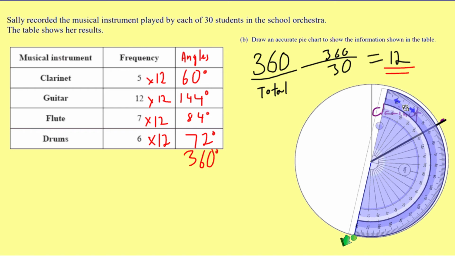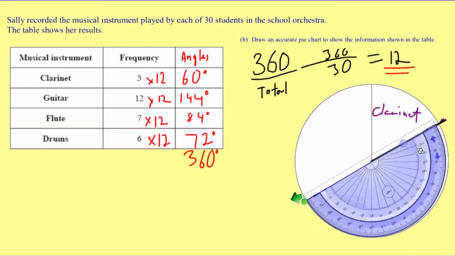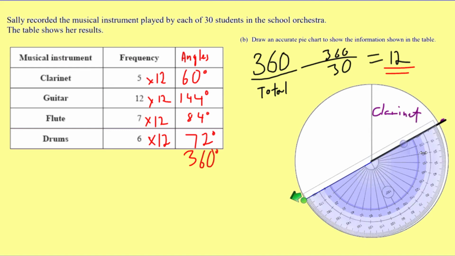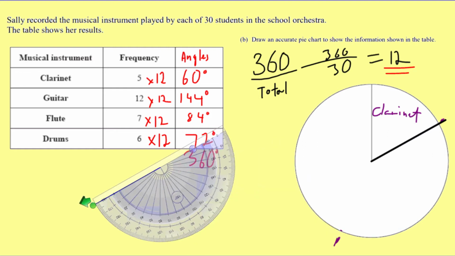Okay, moving it around. The important part is we start from the next line we've just drawn. So the next one's 144. From the line we've just drawn for clarinet, we're going to go around the outside again, round to 110, 20, 30, 40, 144, being as accurate as we can. I'm going to put a line there. And then move that. With your pencil and ruler, draw through to that line. And that is our guitar.